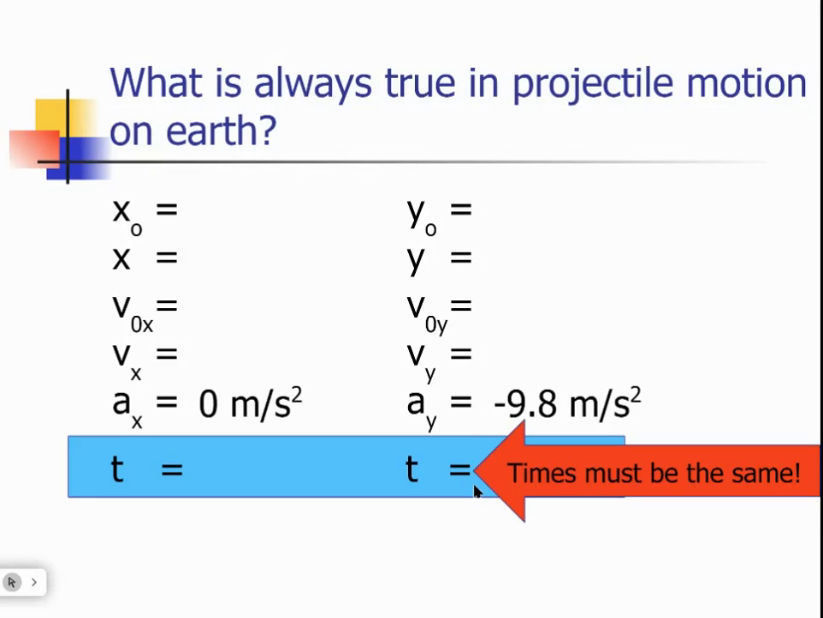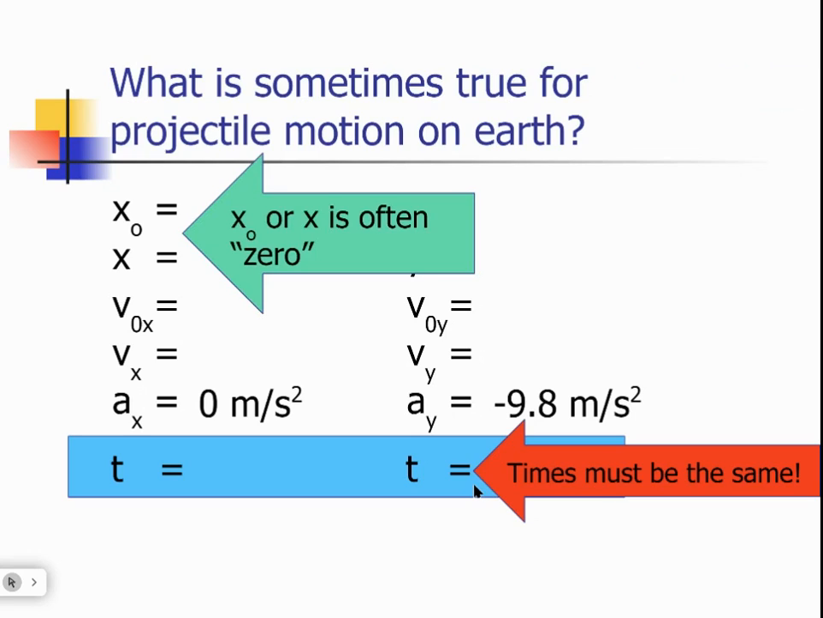And then the other thing to notice is that I have time listed on both of these, but the reality is that time must be the same. You cannot have the time it takes for a basketball to take 2 seconds to fall in the x direction, but 3 seconds to fall in the y direction. That's ridiculous.